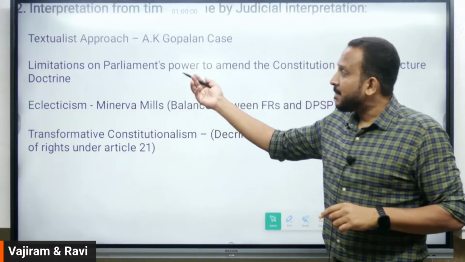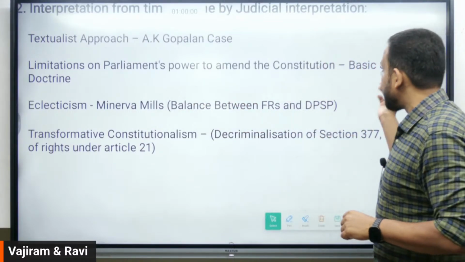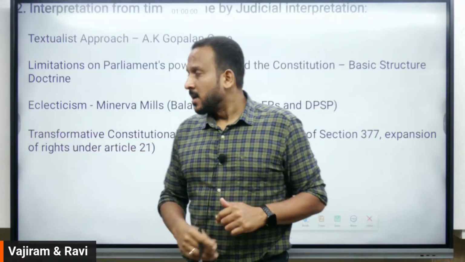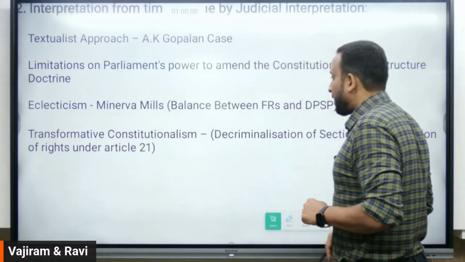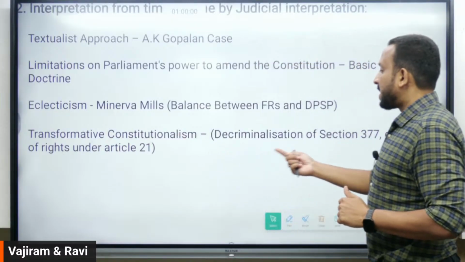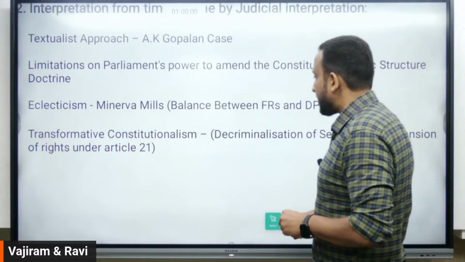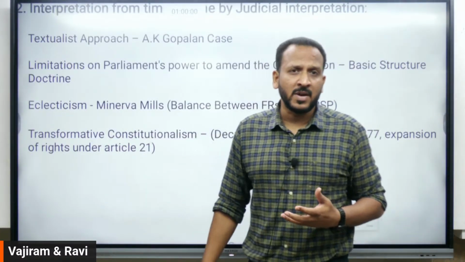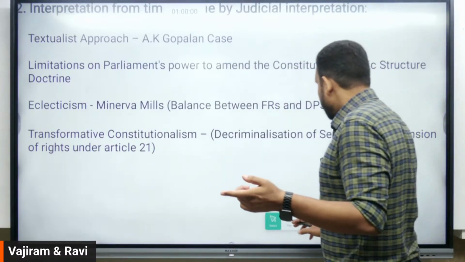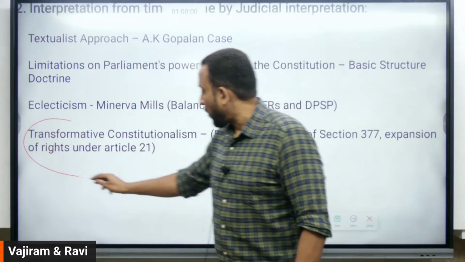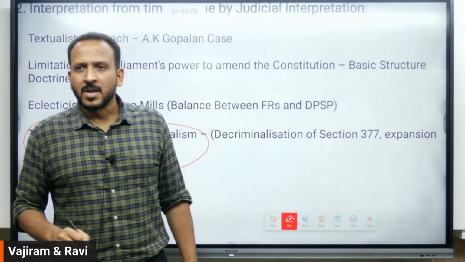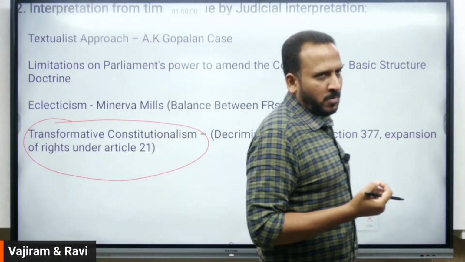Now the second is limitation on Parliament's power to amend the constitution, basic structure doctrine. The third phase was eclecticism, right, where balance between the fundamental rights and DPSP, and then transformative constitutionalism, decriminalization of section 377, expansion of rights under article 21. Most of you might have focused only on one point, and that is transformative constitutionalism. Am I right? So this is the problem.